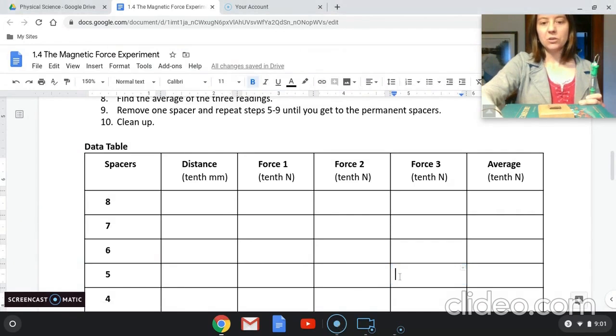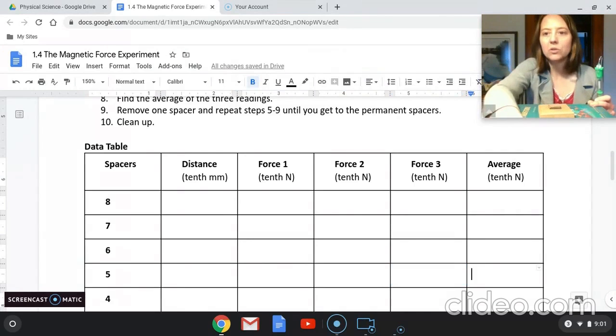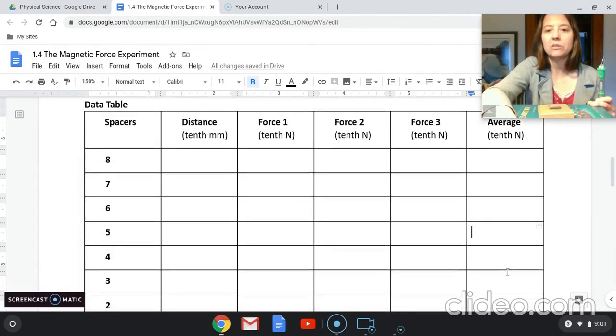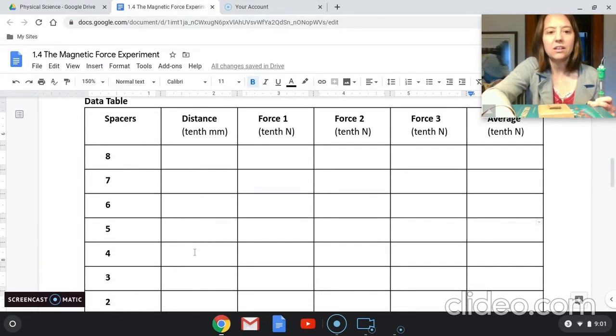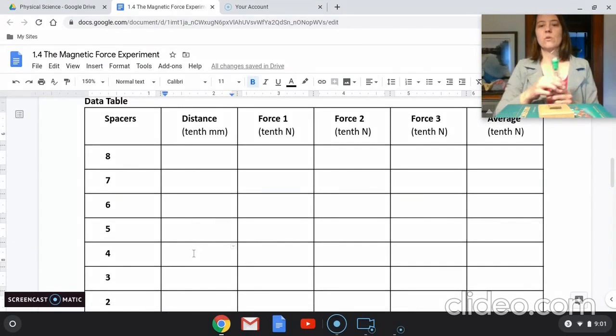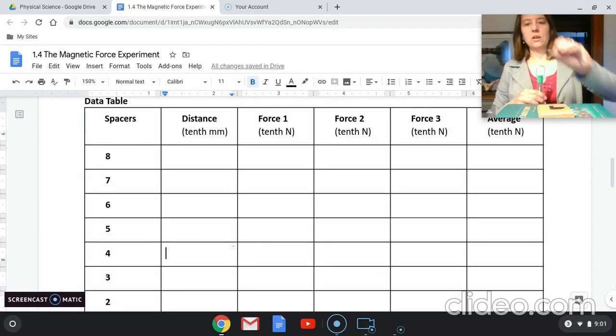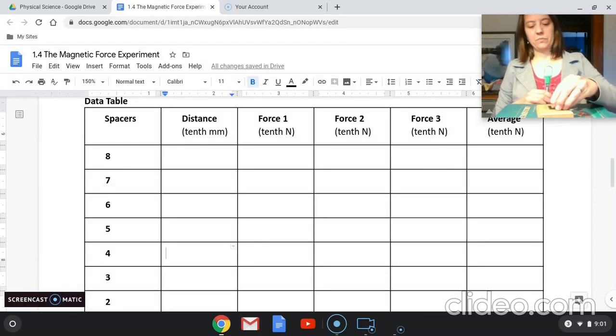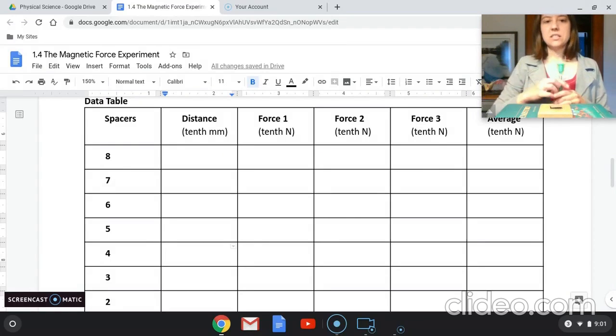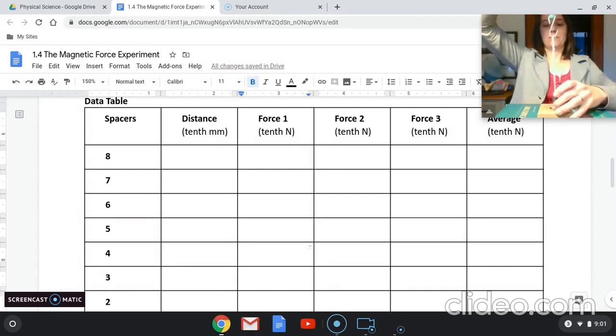So 1.2 newtons. And then our average is 1.2 plus 1.2 plus 1.2 and divided by 3. And write that to the nearest tenth of a newton. You could probably do that in your head. And number 4, 4 spacers total. I'm going to remove 1. The distance is 4 times 1.1, and then put your answer with millimeters. And now force 1.